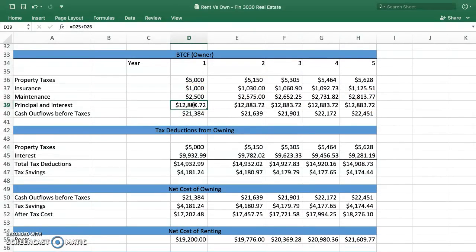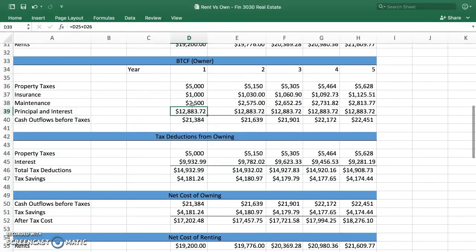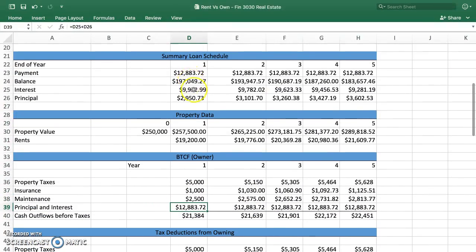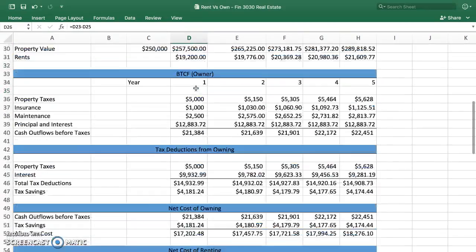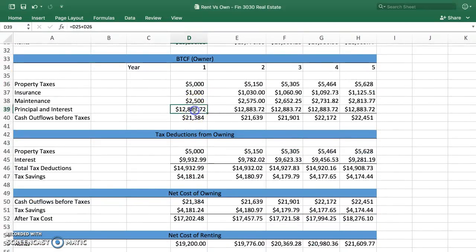Okay, and then the principal and interest is just going to be these two numbers that we already calculated, added up, just to make it all look nice. So we have all those down here again, and then the cash outflow before taxes is just going to be the sum of all four of these.